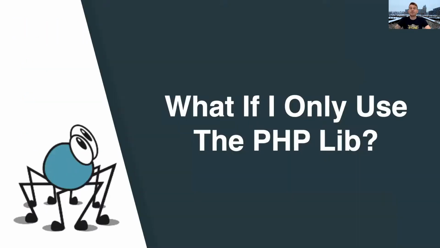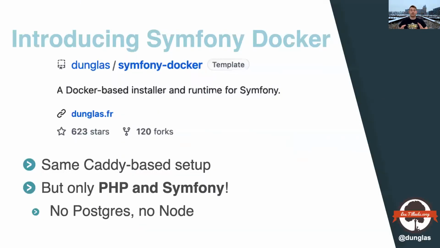If you only use the PHP library and don't want the Node.js container, don't want a database system, then we also created a new repository called Symfony Docker, and it contains the same Caddy-based setup that we have created for API Platform, but with support for any PHP application and only for PHP and Symfony. So there are no Node containers and things like that.